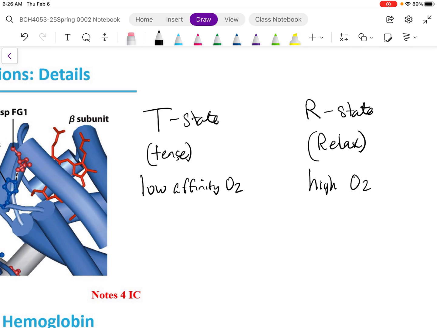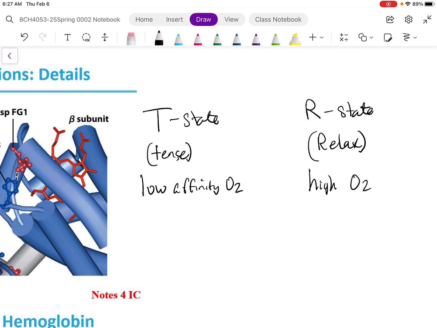So look at those words that I'm using. The T state can still bind oxygen, and there will be oxygen present. It's just that in the relaxed state, or the R state, it binds oxygen better. Okay, so that's why I'm saying low affinity versus high affinity. Both states have oxygen, but the T state is going to have less oxygen, and the R state is going to have more oxygen.